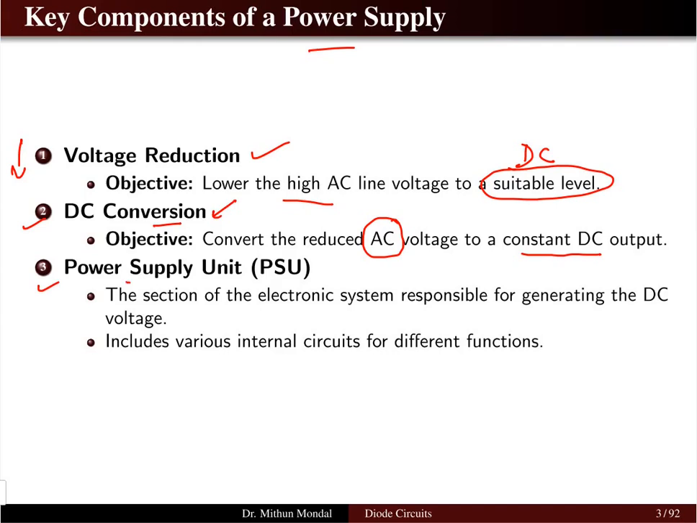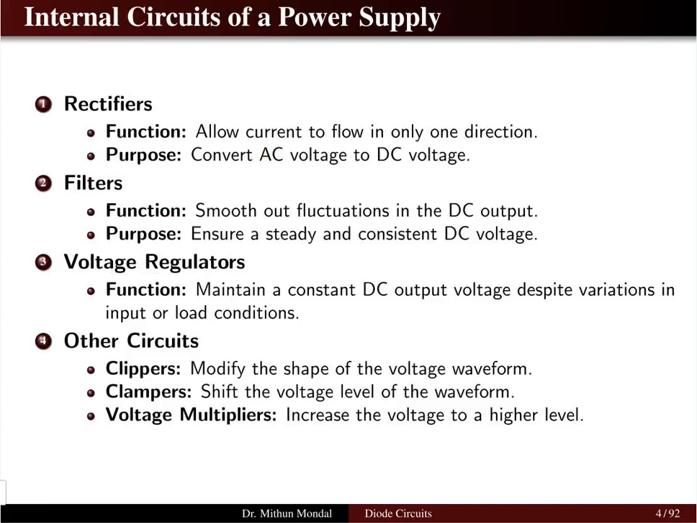Third, we have the requirement of the power supply unit. This section of the electronic system is responsible for generating the DC voltage. The DC voltage that we have may not be in the form of pure DC, it may be fluctuating DC, but we need a pure DC output, and we get it with the help of devices known as filters and regulators. The power supply unit includes various internal circuits that function in different ways to get the desired constant DC output. When we talk about the internal circuits of a power supply, we first require the rectifier.